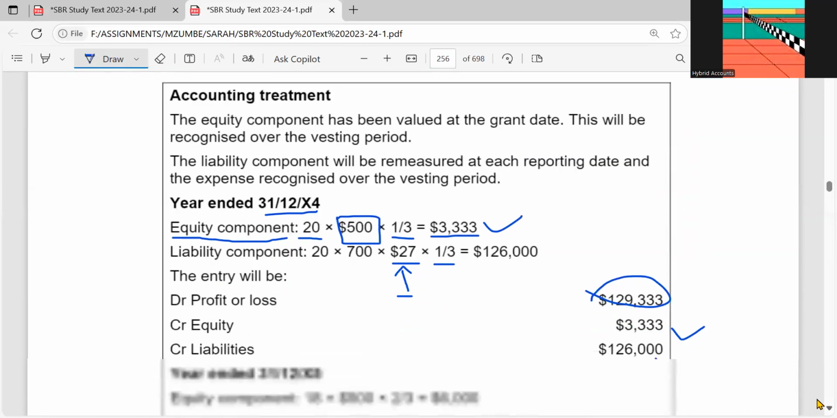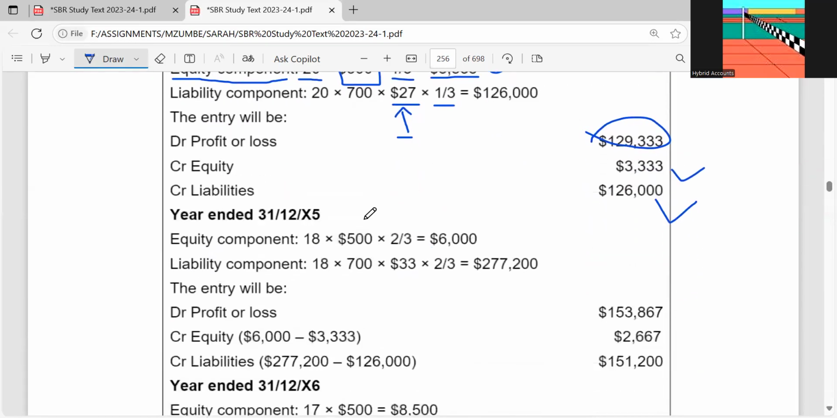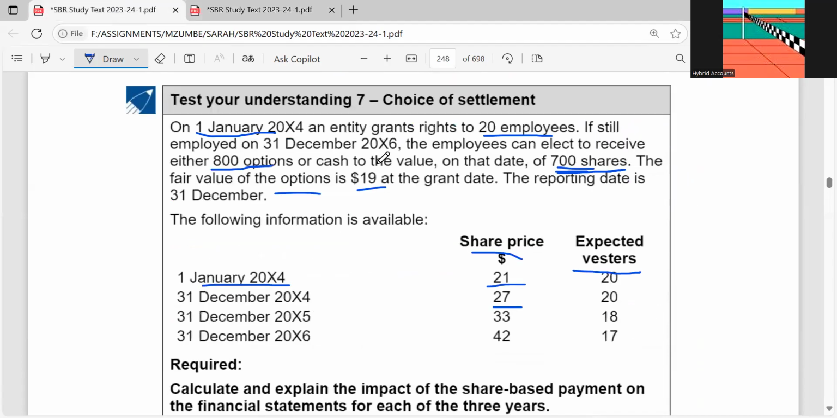So we're going to do the same thing on the second year. So what do you do with this? Second year, what do you do? The same thing, equity component. This is 31st December 20x5, right? So you have your worth, which is 500, right? Okay, what were the expected investors now? We have the price here. This is 31st December, the second year, and you have the expected investors. We have 18 here, right?